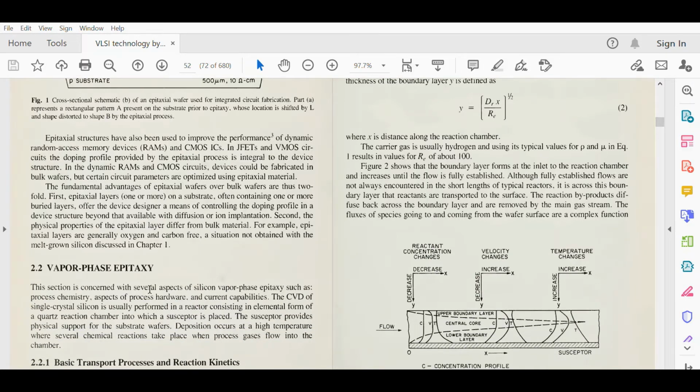This section is concerned with several aspects of silicon vapor phase epitaxy, such as process chemistry, aspects of process hardware, and current capabilities. The CVD, which stands for chemical vapor deposition, of single crystal silicon is usually performed in a reactor consisting in element form of a quartz reaction chamber into which a susceptor is placed. The susceptor provides physical support for the substrate wafers. Deposition occurs at a high temperature where several chemical reactions take place when process gases flow into the chamber. So this is the picture which we are talking about.